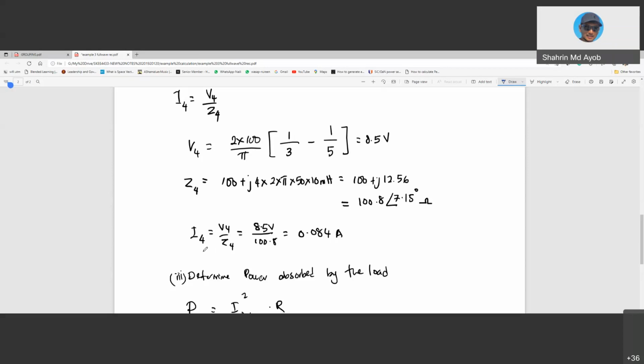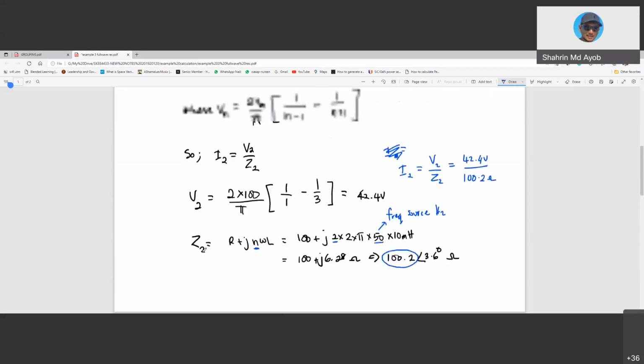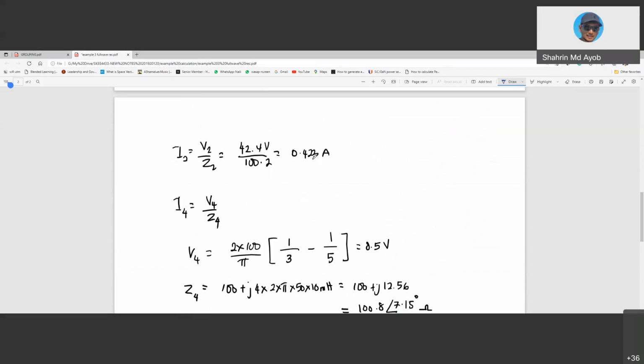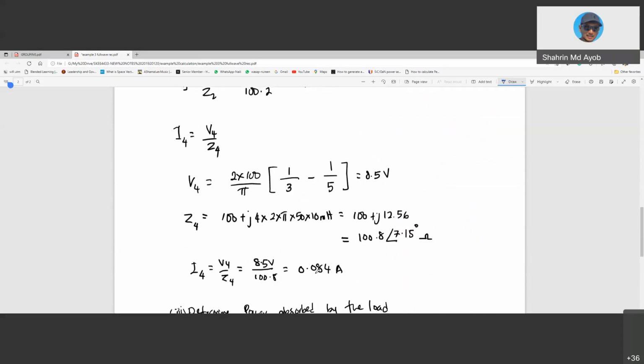So we have finished the calculation. So this is the answer. I2 is 0.423 amperes, while I4 is 0.084.